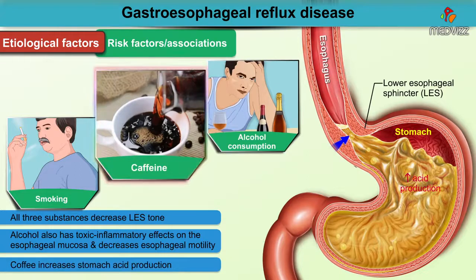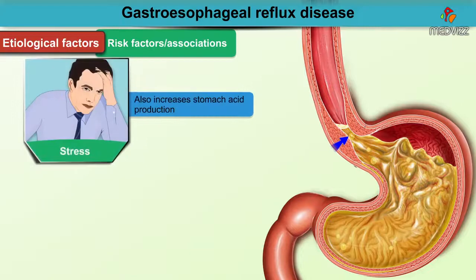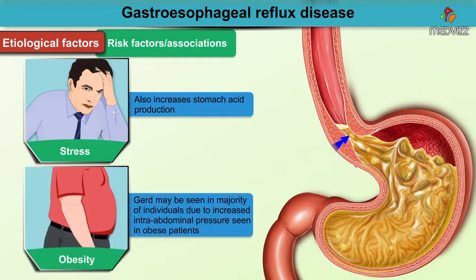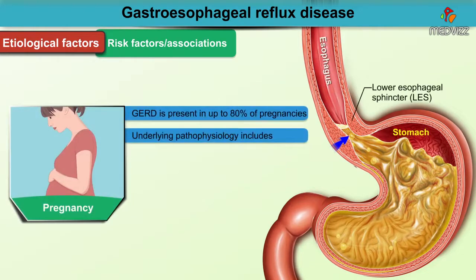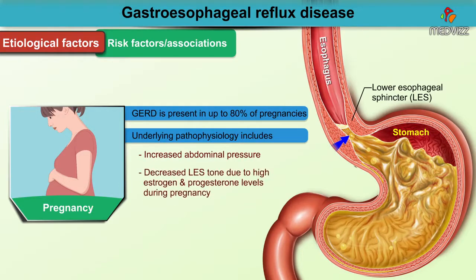Coffee increases stomach acid production, and due to repeated bouts of reflux, the esophageal mucosa is subject to chemical injury due to the stomach acid. Stress also increases stomach acid production. GERD may be seen in a majority of individuals due to increased intra-abdominal pressure as seen in patients who are obese. GERD is present in up to 80% of pregnant women due to increased abdominal pressure and decreased LES tone.